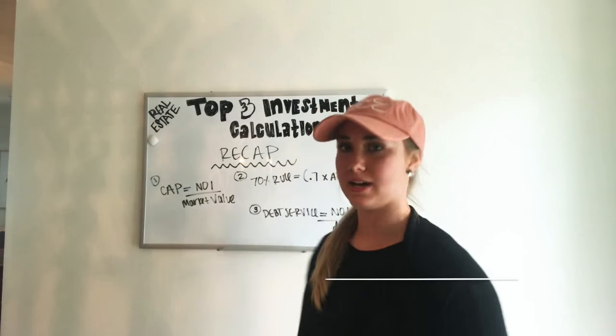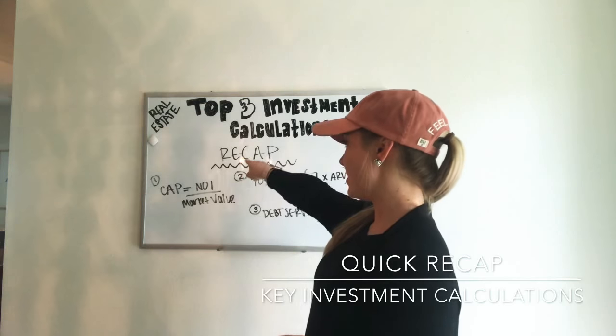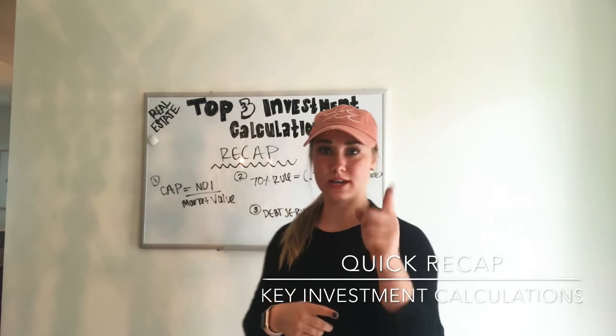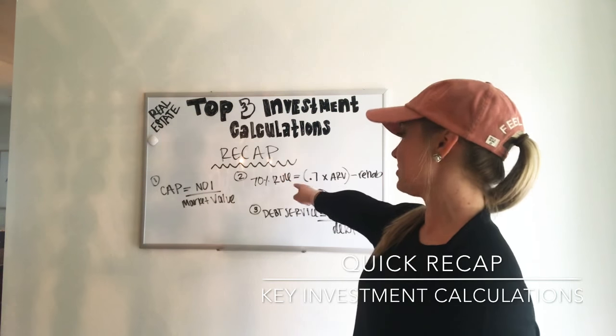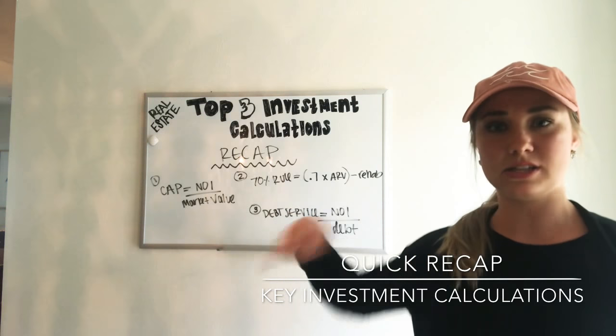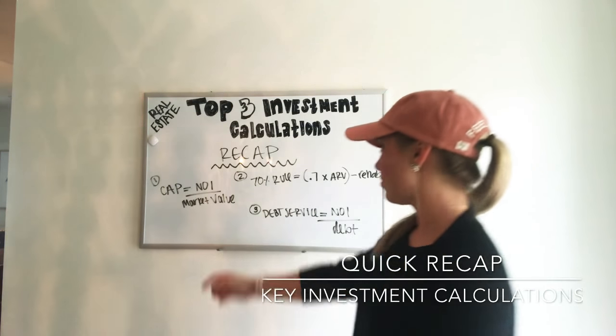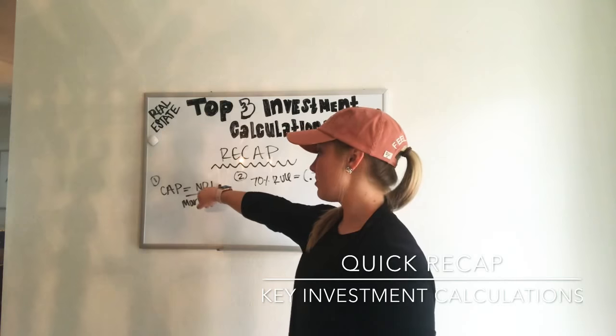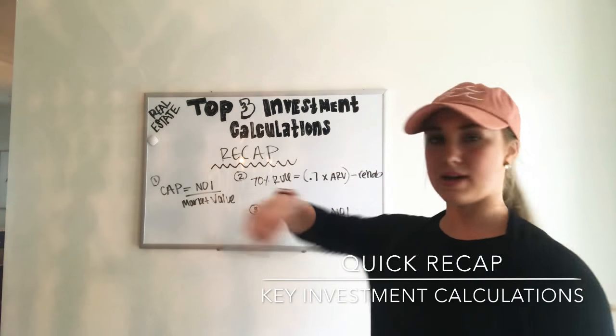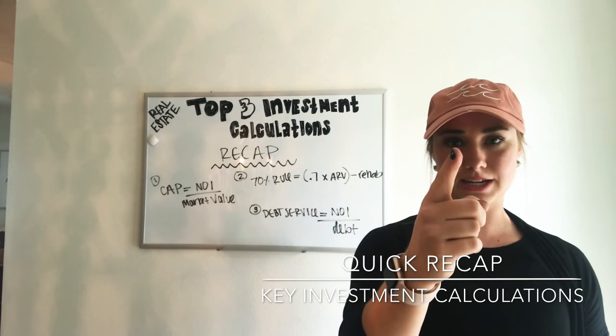All right. We made it. So to recap, today we went over cap rate, we went over the 70% rule, and we went over the debt service equations. Little quick recap. How do you calculate cap rate? You take the NOI and you divide it by the market value.